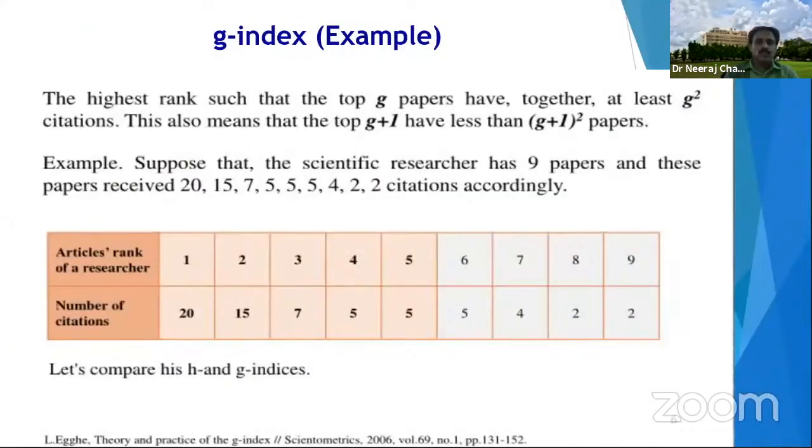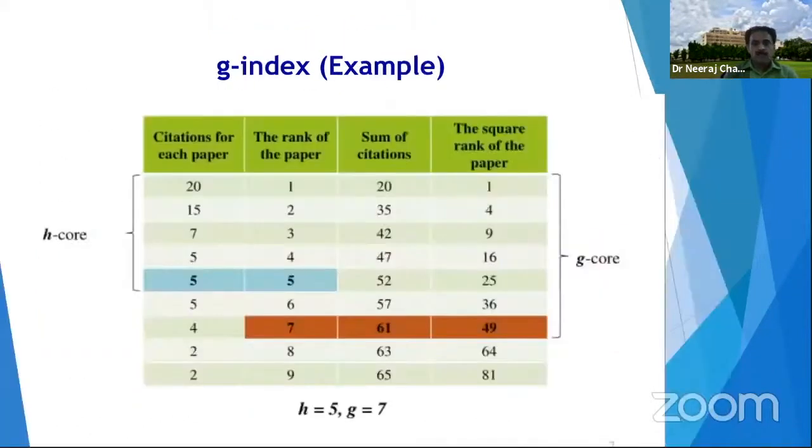You can see this author has published these 9 papers and received this number of citations. So you can see this. His H index is 7. What you have to do is find where the sum of citations and the G squared of the papers both match. That would be the G index of the individual author.